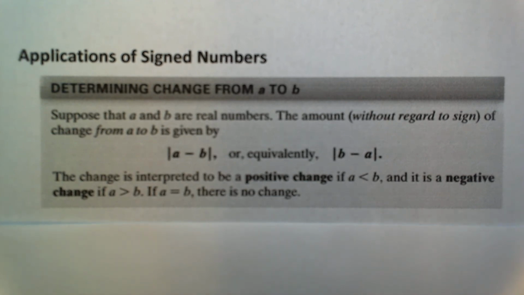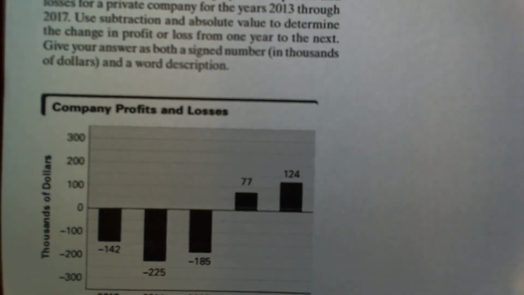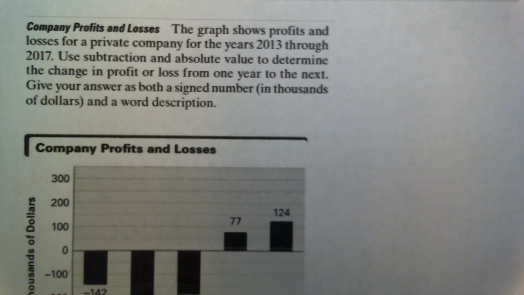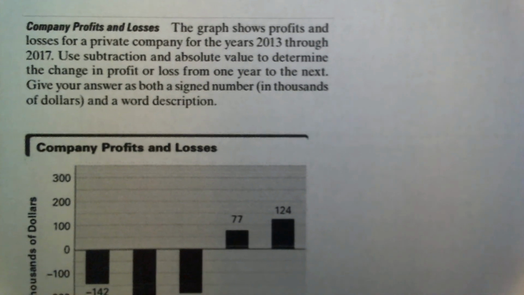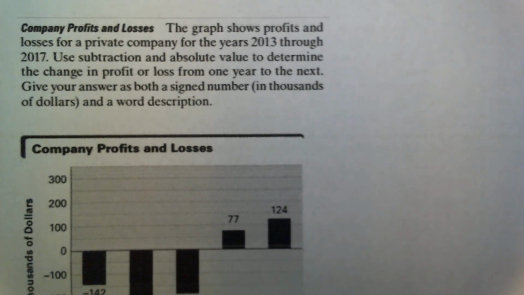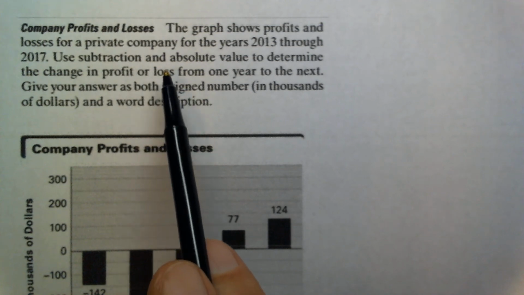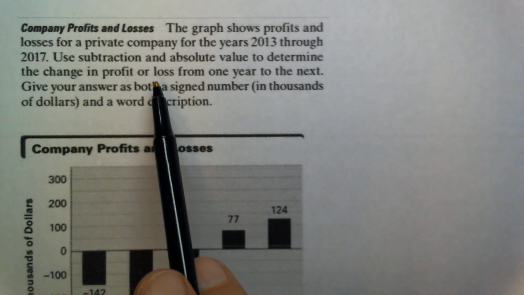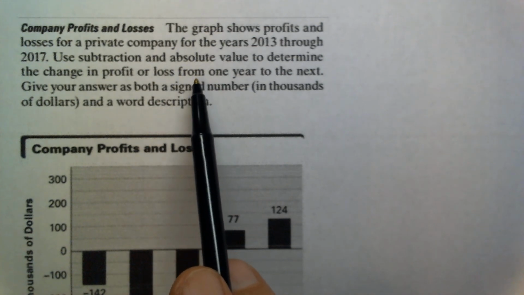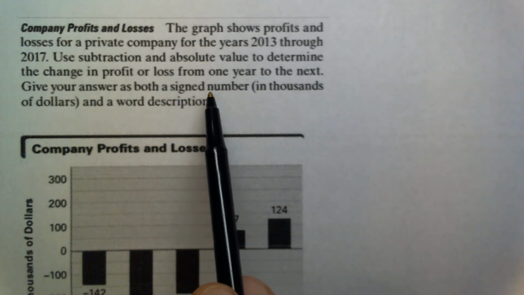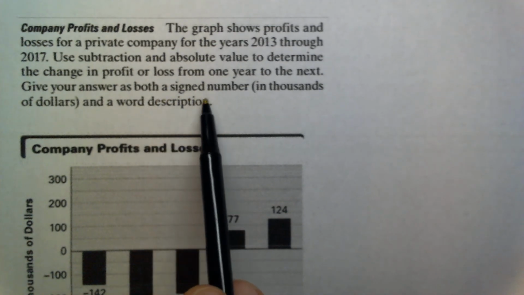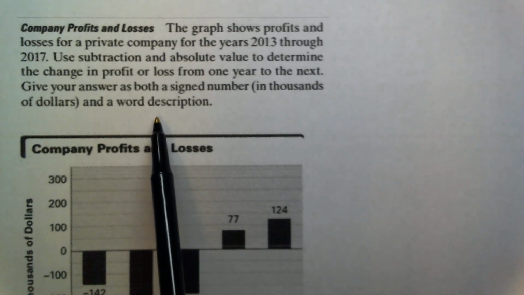And to apply this principle, let's look at an example. Here we have company profits and losses in graph form. The graph shows profits and losses for a private company for the years 2013 through 2017. Use subtraction and absolute value to determine the change in profit or loss from one year to the next. Give your answer as both a signed number in thousands of dollars and a word description.